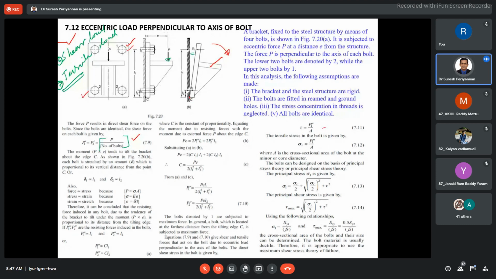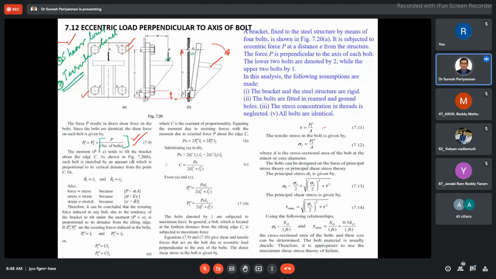Now, see here, this is the direct shear with respect to the direct load. We already know delta 1. This is the distance from point C, the point about which the tilting is going to happen, to bolt 1. This is bolt 2, and this is distance delta 2. Then from this point to this point, the distance is delta 1.